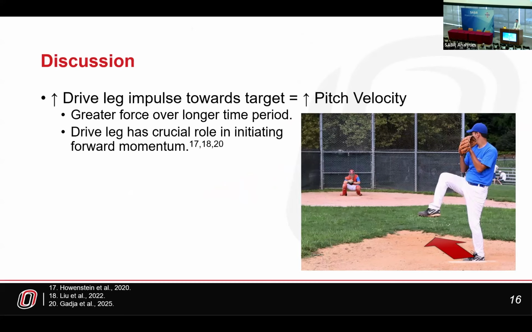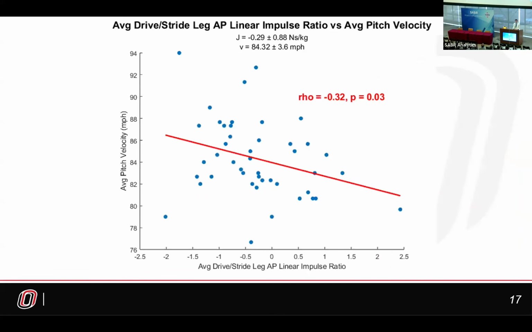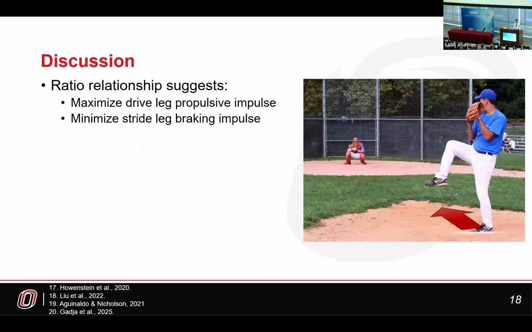And this further reaffirms work done by others that the drive leg has a crucial role in initiating forward momentum. Now looking at the ratio of drive to stride leg propulsive AP linear impulse versus pitch velocity, we see that with a higher negative ratio, we have a higher pitch velocity. And so what this ratio relationship suggests, just looking at it bare bones, is we want to maximize drive leg propulsive impulse and minimize stride leg braking impulse.